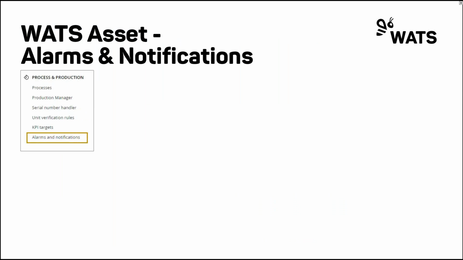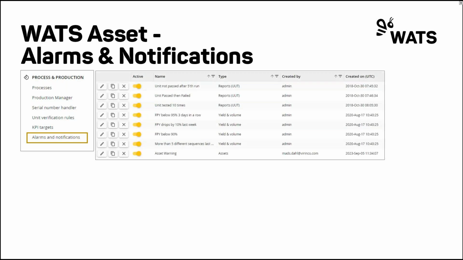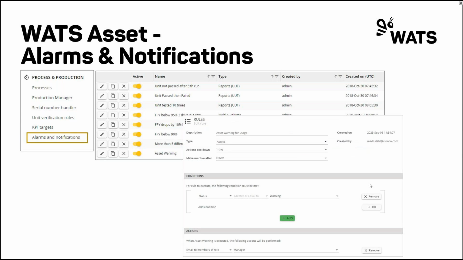In the alarms and notification section of WATS, we can create alarms for assets in addition to other types like yield and reports. And in this case, I've set an asset warning for usage. I'm going to use assets as type. I don't want to have this warning repeated throughout the day, so I have an action cooldown. And whenever my asset reaches the warning level, I will get notified, and any other member of the manager team in WATS will get an email as well.